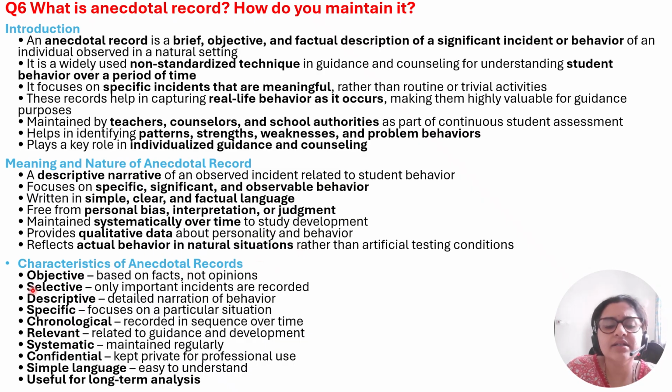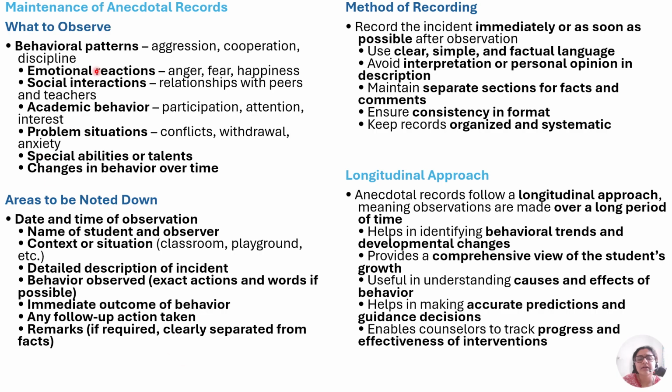What are the characteristics? It is objective, selective, descriptive, specific, chronological. That means it is recorded in a particular sequence. It is relevant, it is systematic, it is confidential, it's kept secret. It is written in simple language. It is useful for long-term analysis. So, maintenance of anecdotal records.